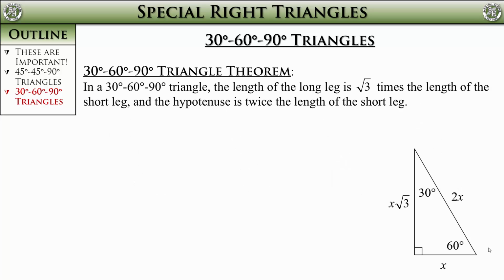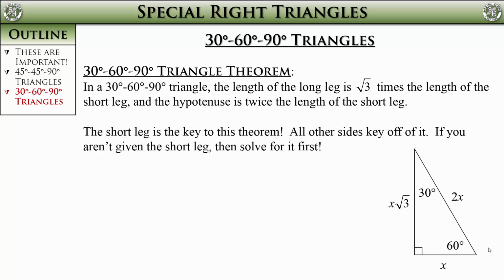Once you have found a 30, 60, 90 triangle, then you know that the length of the long leg is root 3 times the length of the short leg, and the hypotenuse is twice the length of the short leg. The picture down below describes it better for you visual folks. That's the relationship you have to nail down. Now a couple of notes about this theorem. If you read the theorem closely, you would have realized that the short leg is the key to this thing. All the other sides key off of it.